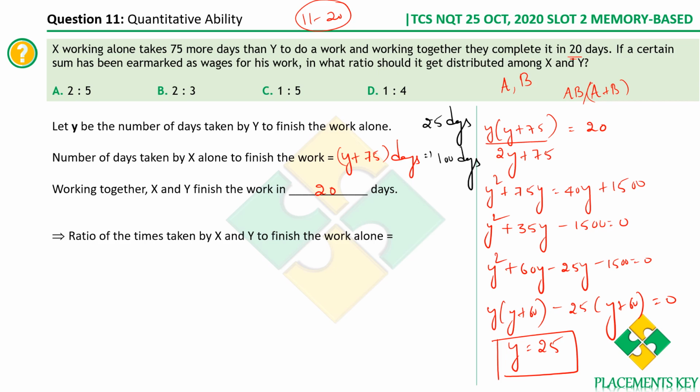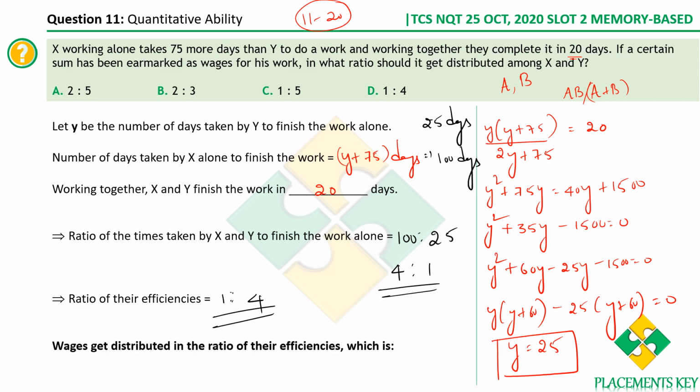Now what is the ratio of times taken by X and Y? X takes 100 days and Y takes 25 days. So what is the required ratio? It is 4:1. Now what will be the ratio of their efficiencies? Think about it. X is taking more time than Y to finish the work. Therefore the ratio of efficiencies will be the reverse of the ratio of times taken, so 1:4. X is less efficient than Y, right?